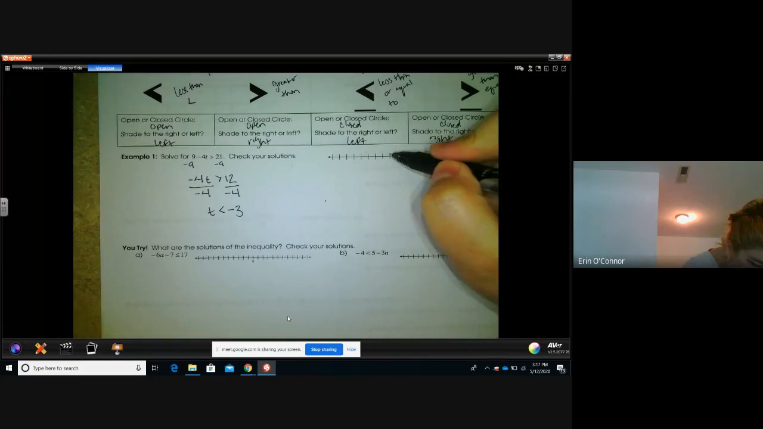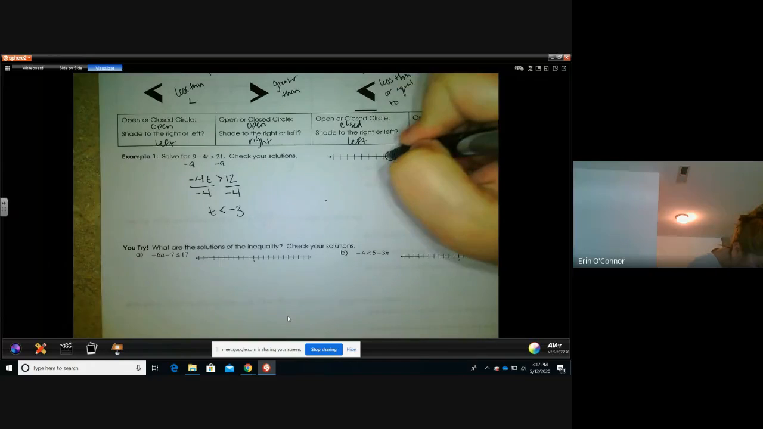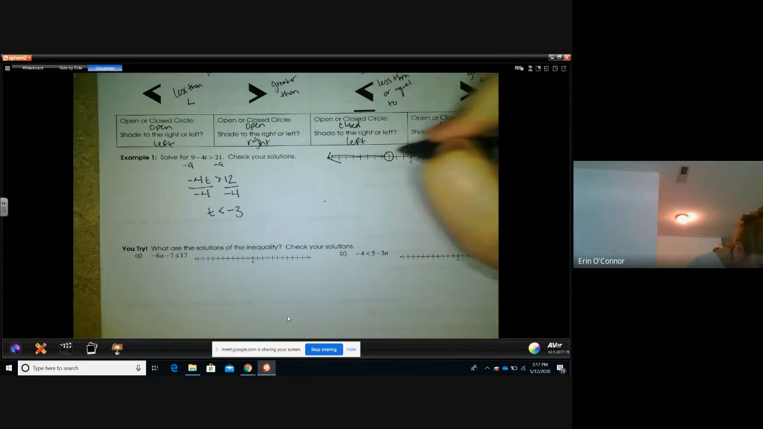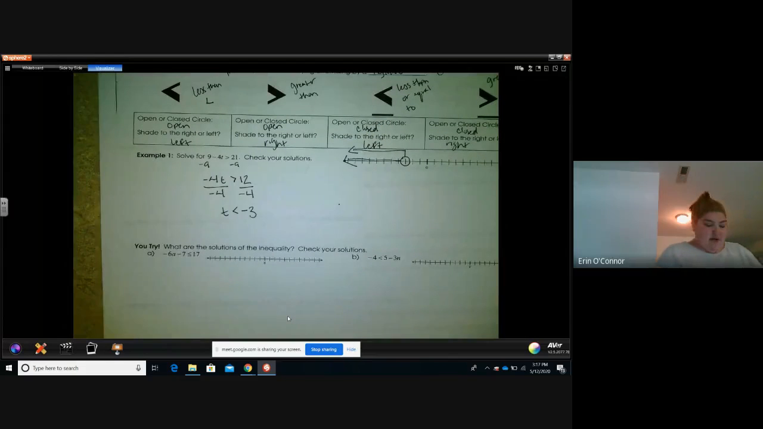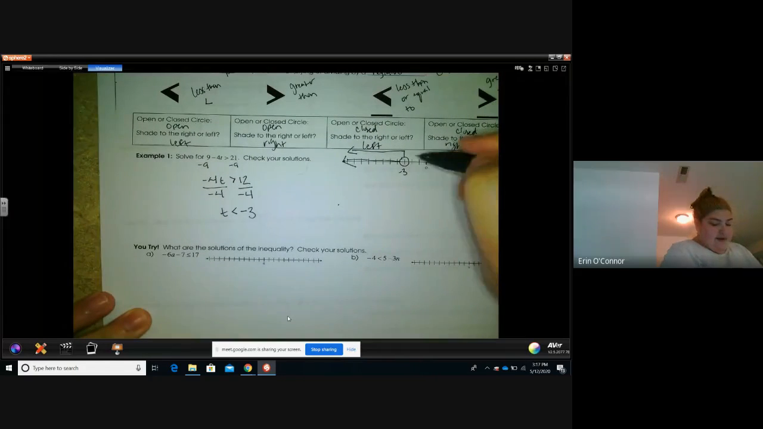So here's negative 1, negative 2, negative 3. It's less than, so it's an open circle because there's no equal to, and we're going this way. Now some people will do a line up like this and draw it like this. You can draw it however you want, but know that this is negative 3 and it's everything less than.